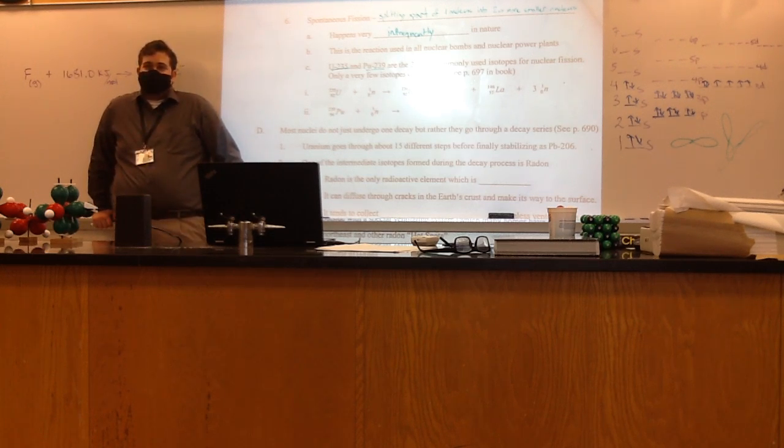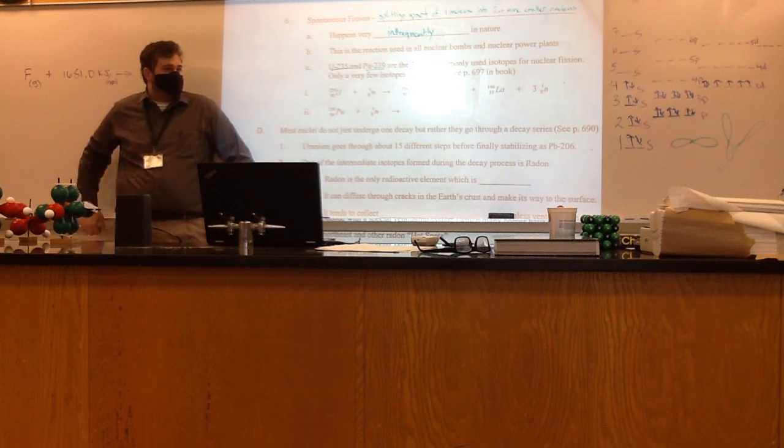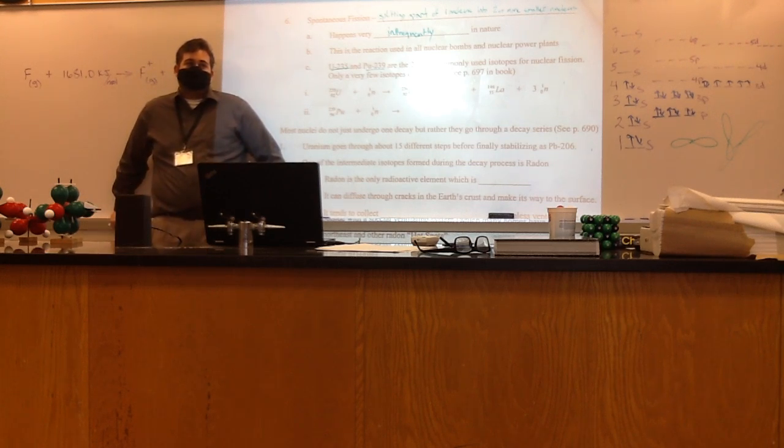Uranium-236 is the thing that's going to undergo spontaneous fission. It is so unstable it just blows back apart. But it doesn't just get rid of the neutron. It breaks apart into smaller ones, and it varies what it breaks apart into.